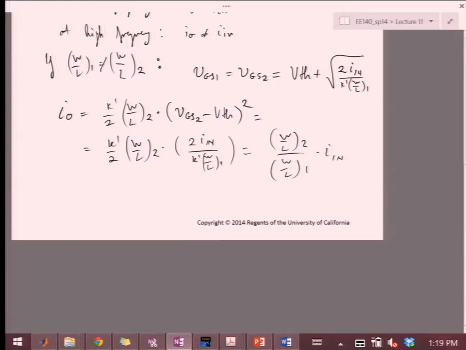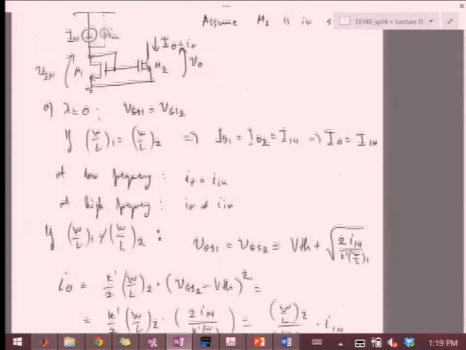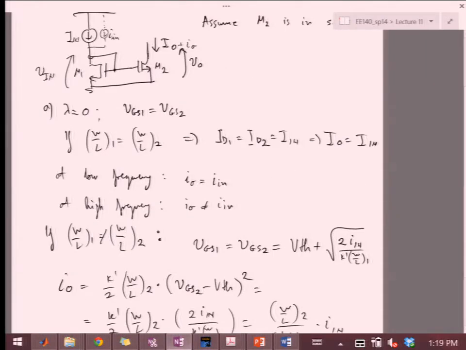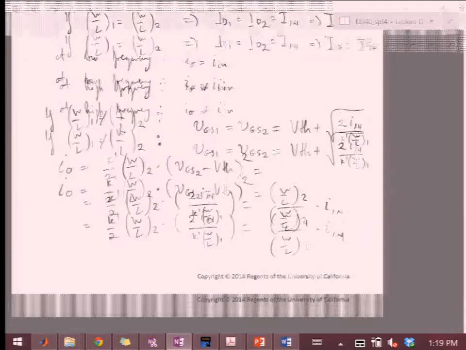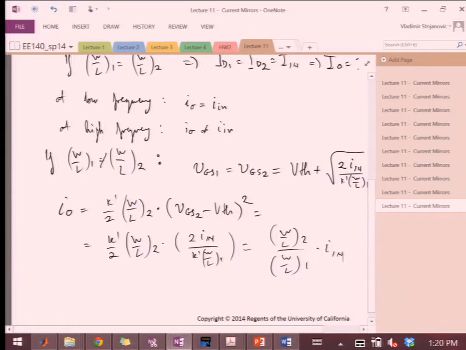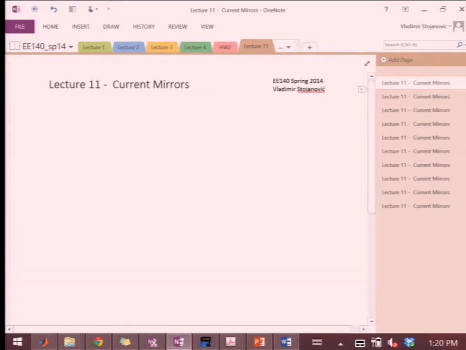So it's now a multiplicative current mirror, where I can use the difference in sizes of M2 and M1 to get I out to be some multiplying factor of I in. Okay. Oops, we started at the bottom. I'll shift it.